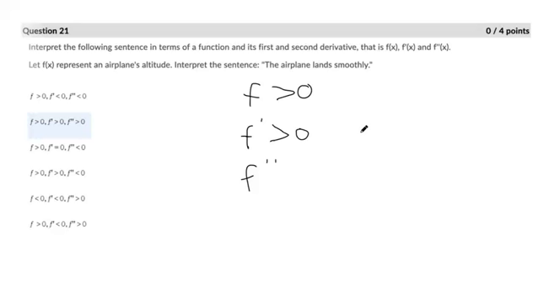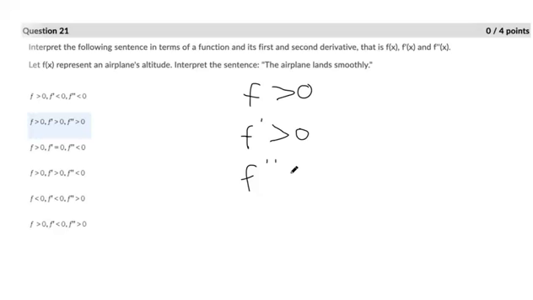Just like, if you think about f prime in terms of a car, if f prime is positive, you're in drive. If f prime is negative, then you're in reverse. And then here is the second derivative. Remember, the second derivative talks about how fast the slopes are changing.